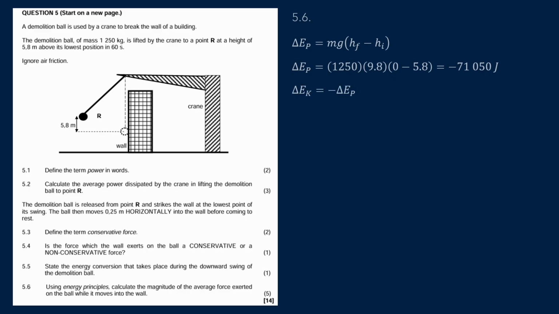I've told you previously that as the ball starts moving, that potential energy starts being converted into kinetic energy, and hence at the point where the ball comes in contact with the wall, all the potential energy has been converted into kinetic energy, and hence the kinetic energy as the ball hits the wall will be the potential energy, but it will be negative because it has been converted, and hence the kinetic energy will be 71,050 joules. Now moving on to the next step.